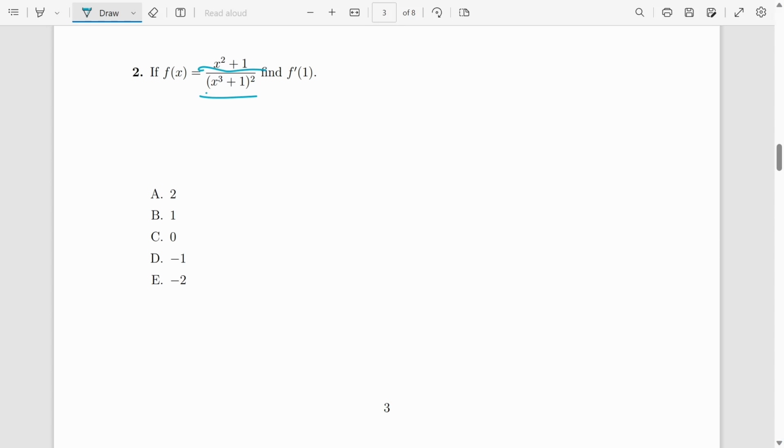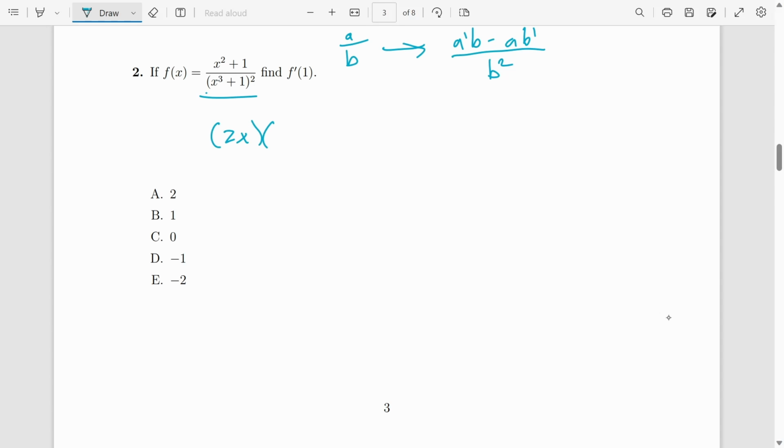The quotient rule is when you have an a and a b, a numerator and a denominator, and you take the derivative, that's the same as a prime b minus a b prime all over b squared. So we can use that template and fit it to our actual problem. So a prime, the derivative of x squared plus 1, is 2x.